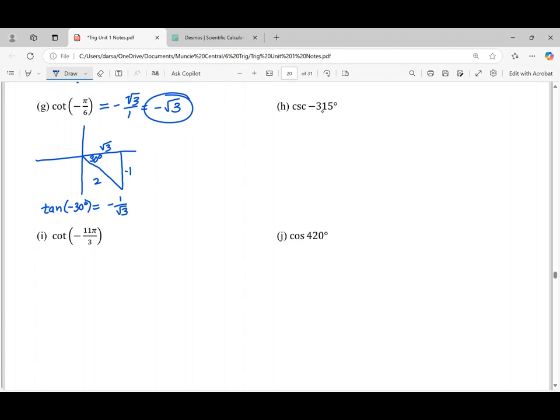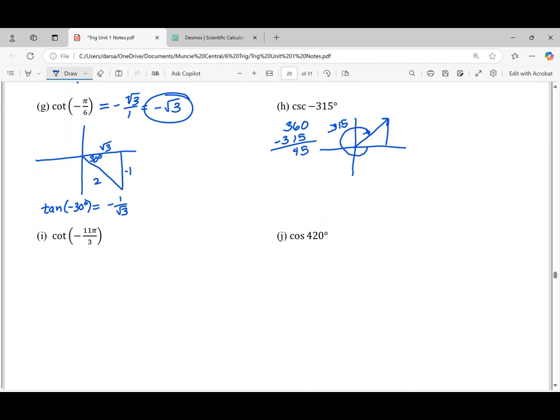All right, negative 315 degrees. That's a little bit trickier because it's not such a small angle. So we're going to go ahead and find the coterminal angle for it. Remember, that means adding or subtracting from 360 degrees. So 360 degrees minus 315 degrees is actually 45 degrees. So the angle 45 degrees is the same as the angle negative 315 degrees going in a clockwise direction. So we're going to have a reference angle of 45 degrees in the first quadrant.